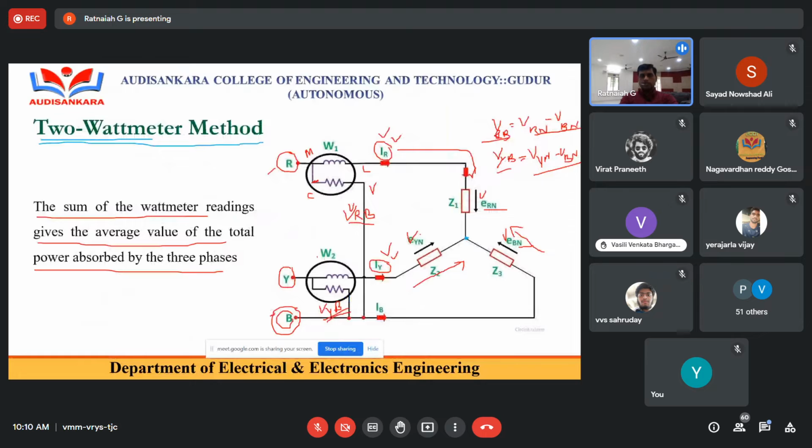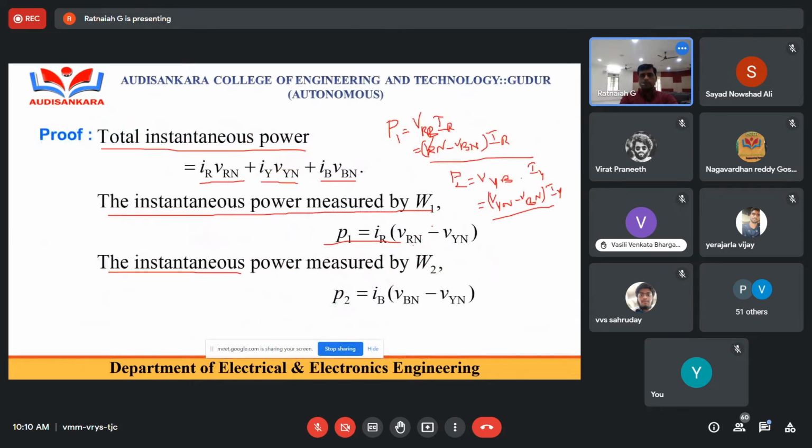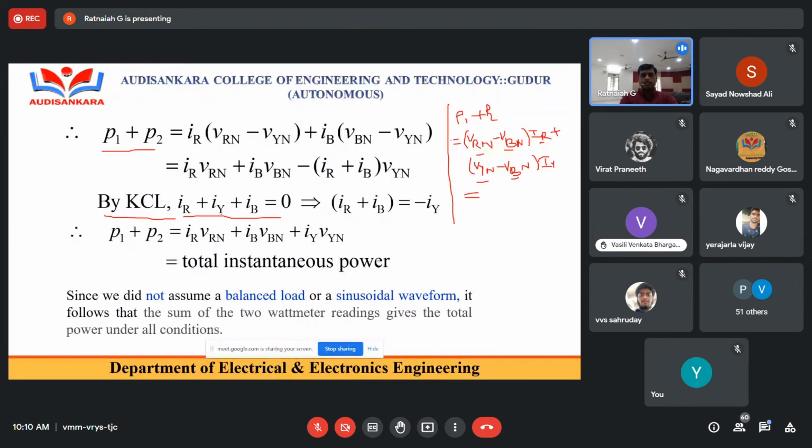Here three currents are passing to the neutral point. So according to KCL, I can write IR plus IY plus IB is equal to 0. Then IR plus IB, I can replace by minus IY. When I replace this equation over here, I will get the total instantaneous power as IR into VRN plus IB into VBN plus IY into VYN.